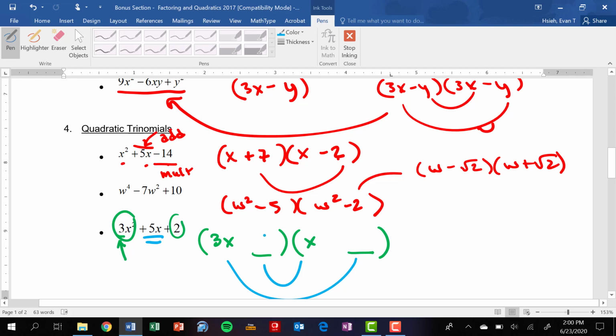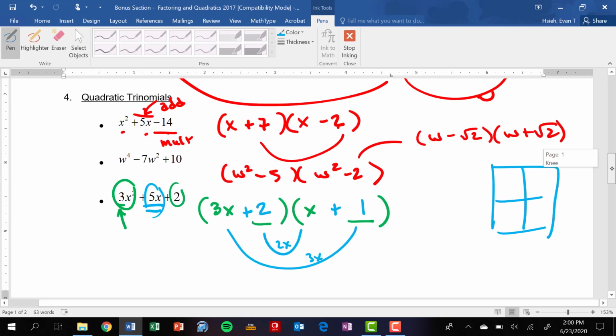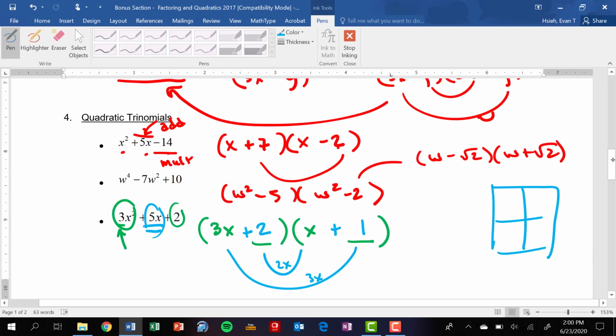And I know that if I plug in a 2 and a 1 here, both have to be positive, and I check it, I get 2x here and I get 3x here. That gives me 5x, and I'm good. So that is factored completely. If you have some method that you learned last year, I know there are these box methods that I've seen, and I've seen the river method and Lizzie's method and everything. So whatever you learned last year, you're allowed to use.